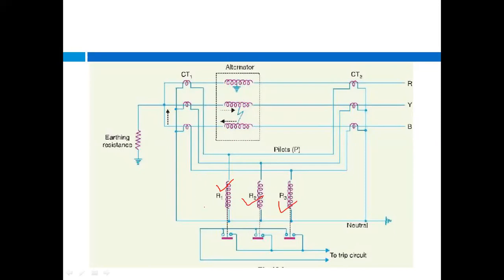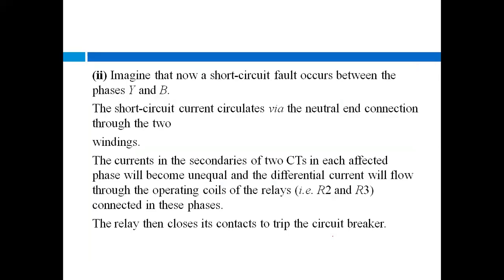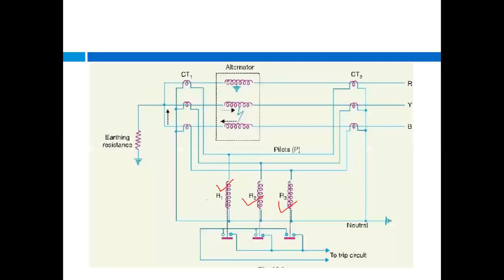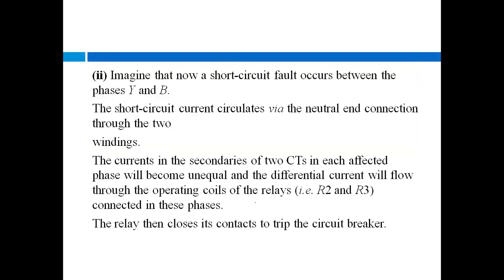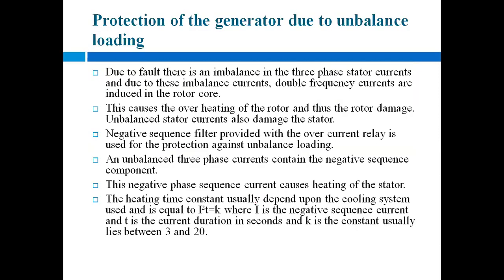Okay, and when these relays operate, they give a signal to the circuit breaker to open its contacts. That means if a fault occurs suppose in R phase only, then only this circuit breaker will operate and it will open the contacts of this phase. Okay, similarly for these two relays also, for Y and B phases.